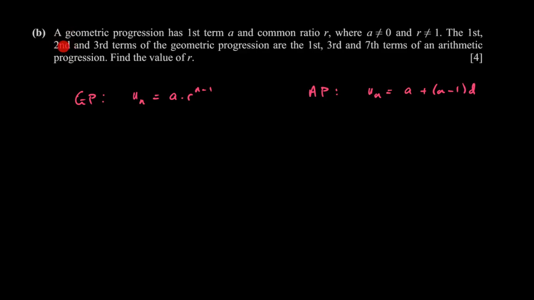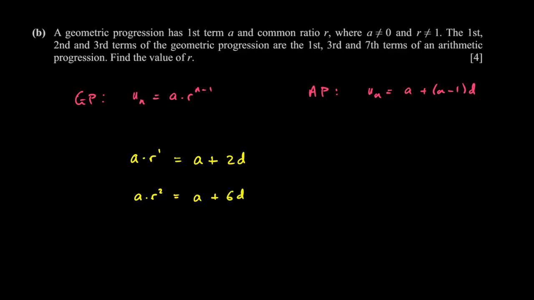The second term of the GP is going to be a times r to the power of 1. And that's equal to the third term of the arithmetic progression, which is a plus 2d, because the third term is a plus 2d. And then the third term of the geometric progression, a r squared, is equal to the seventh term of the arithmetic progression. So that is a plus 6d.